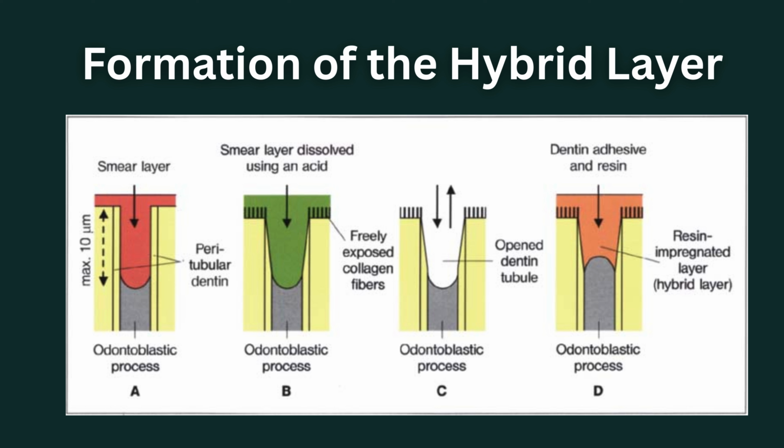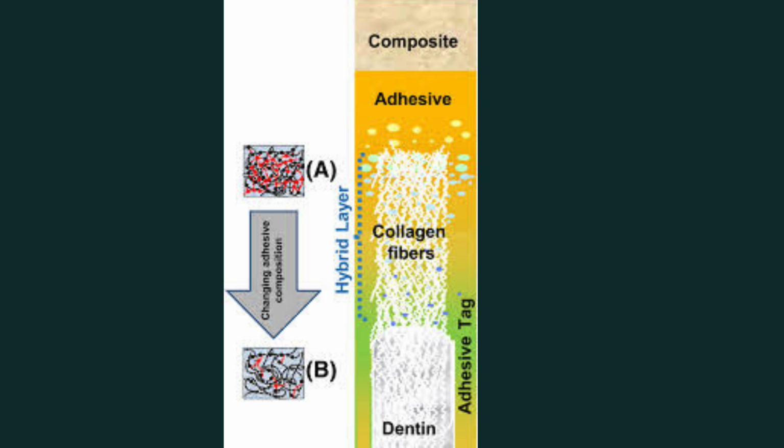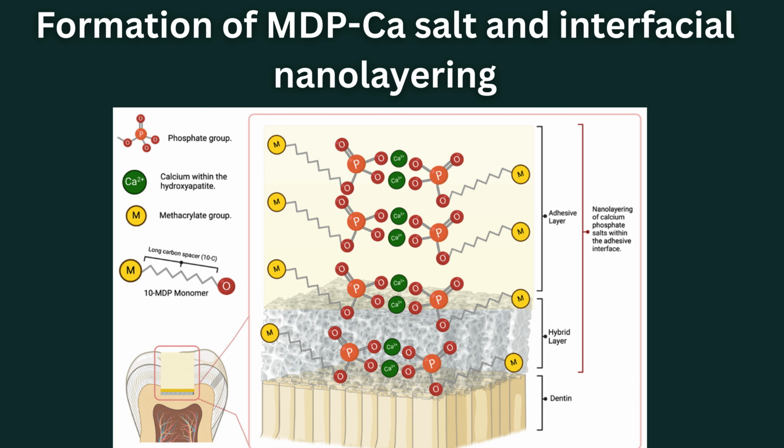The hybrid layer anchors the adhesive to dentin, seals dentinal tubules, prevents microleakage, provides stress distribution between the tooth and restoration. However, incomplete infiltration or hydrolytic degradation of the hybrid layer may lead to nanoleakage and long-term bond deterioration. Conclusion. Adhesive dentistry has evolved dramatically since the introduction of acid etch techniques in the mid-20th century.